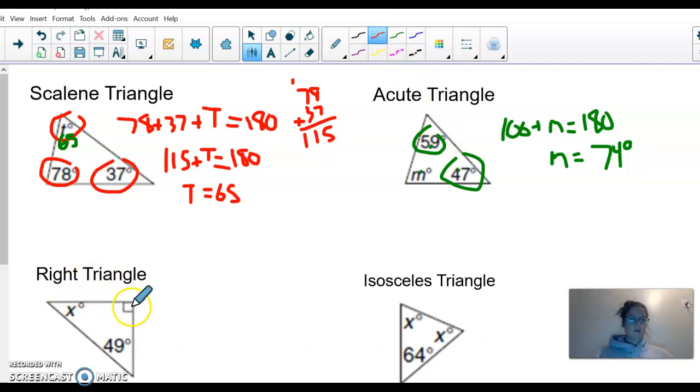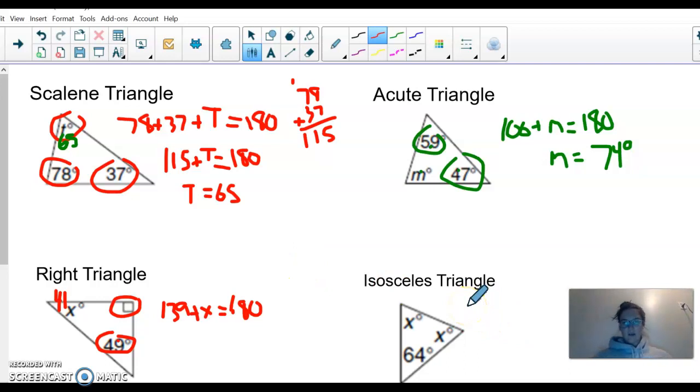So this right triangle, that's 90 degrees, and that's 49. So you have 90 plus 49 is equal to 139. So you have 139 plus x is equal to 180. So you do 180 subtracted by 139, and you get 41. So this missing angle is 41 degrees.